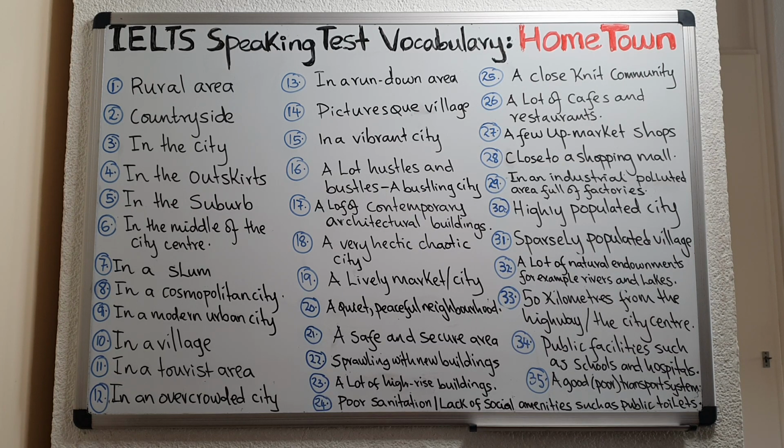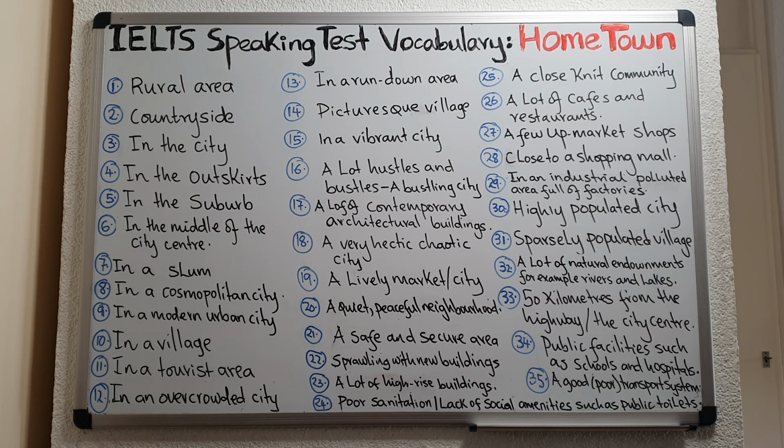So if the examiner asks you, tell me a little bit about your hometown, where do you come from? Where do you live? You can say that I actually live in the outskirts of the capital city of my country, which is New Delhi, for example. I live in the outskirts of Birmingham, for example. I live in the outskirts of Coventry. Okay, so the outskirts is the outer parts of the town or a city.